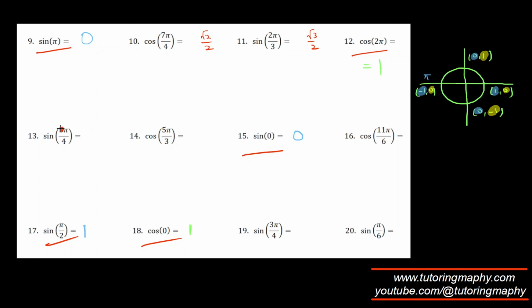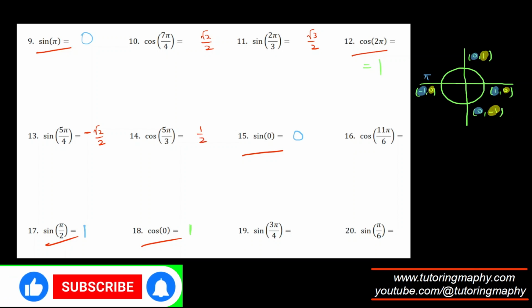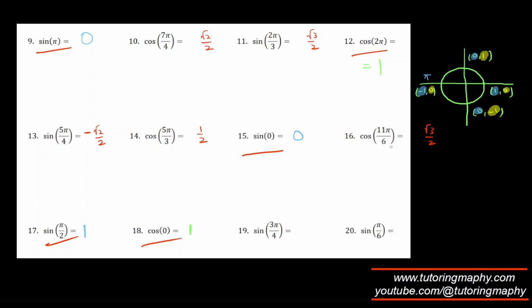5 pi over 4. Sine pi over 4 is root 2 over 2. 5 pi over 4 is in quadrant 3. In quadrant 3 sine is negative. This is cos pi over 3. Cos pi over 3 is 1 over 2. 5 pi over 3 is in quadrant 4, so it's positive. 11 pi over 6 is cos pi over 6, which is root 3 over 2, and 11 pi over 6 is again in quadrant 4, which is positive.